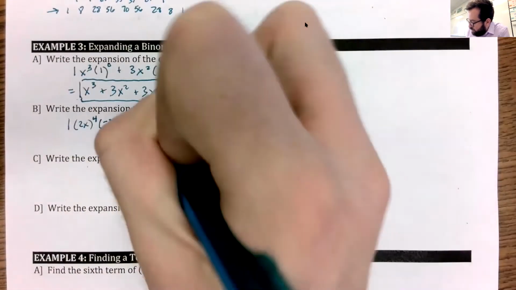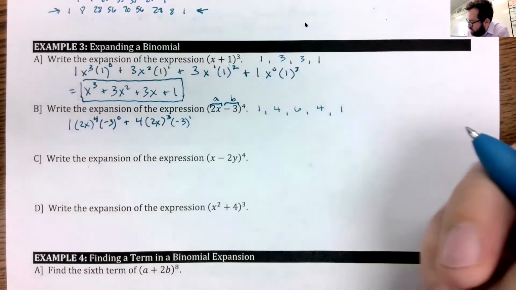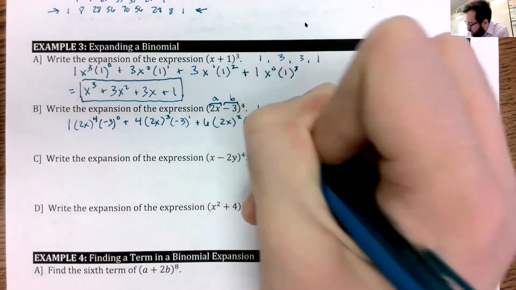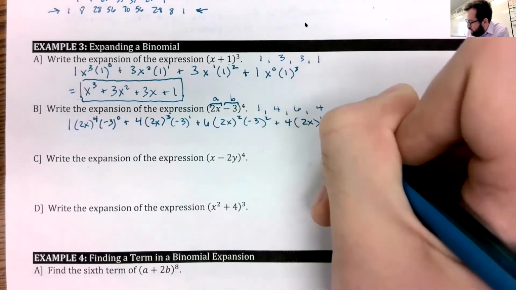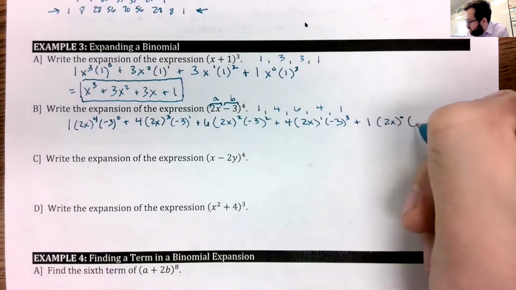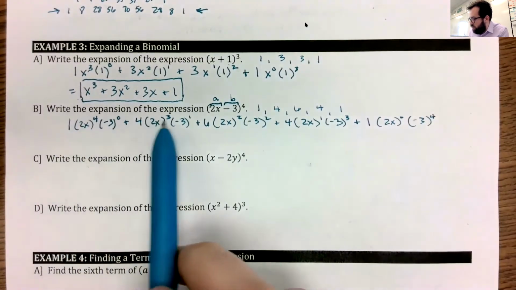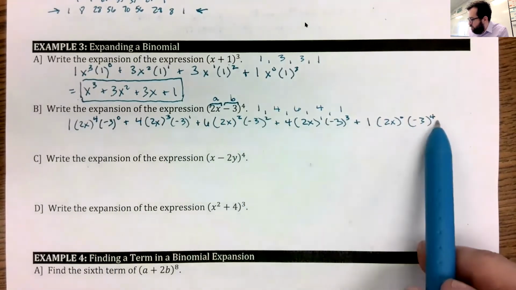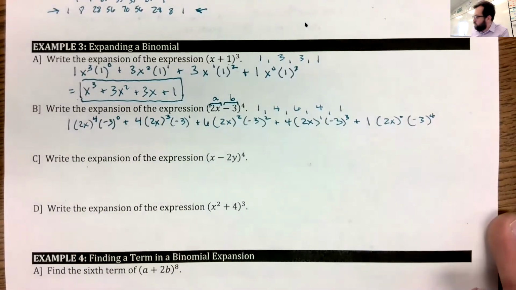So we're going to have 4 times 2x cubed times negative 3 to the first, 6, 2x squared, negative 3 squared, 4, 2x to the first, negative 3 cubed, and 1, 2x to the 0, negative 3 to the 4th. So our exponents for 2x went 4, 3, 2, 1, 0. Our exponents for the negative 3 went 0, 1, 2, 3, 4. And our coefficients went 1, 4, 6, 4, 1, just like they do in Pascal's triangle.